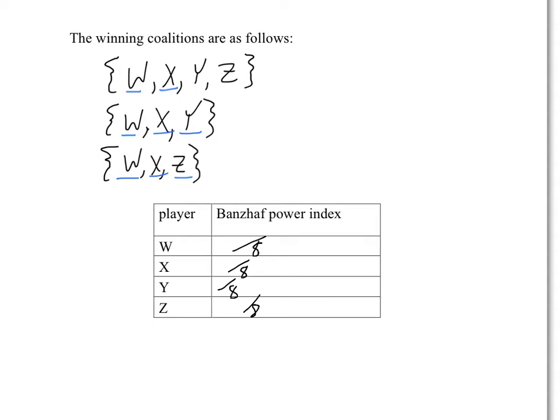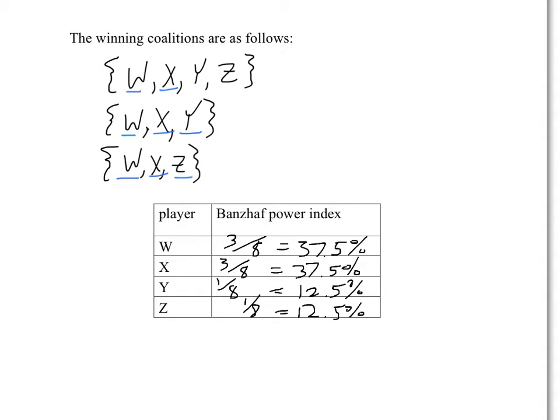And then W possesses 3 of those instances, X possesses 3, Y possesses 1, Z possesses 1. Right? So it's sometimes helpful to think of this in percent terms. W and X each possess 37.5% of all the actual power. Y and Z each possess only 12.5% of the actual power.